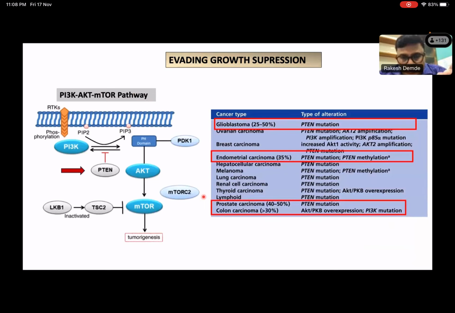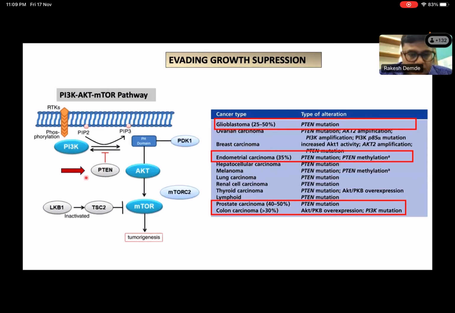We move to the next hallmark, which is evading growth suppression. So we have here another RTK signaling pathway, which is the PI3K, AKT, mTOR pathway, and you have PTEN. PTEN is a molecule which puts a brake on this PI3K pathway by preventing the phosphorylation of PI3K. Whenever there is alteration of the PTEN gene, which can be seen in glioblastoma up to 50%, endometrial carcinoma 35%, and prostate carcinoma 40 to 50%.